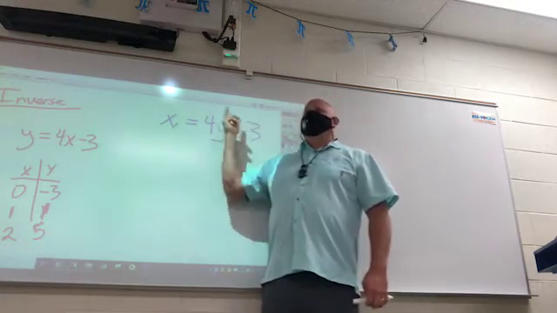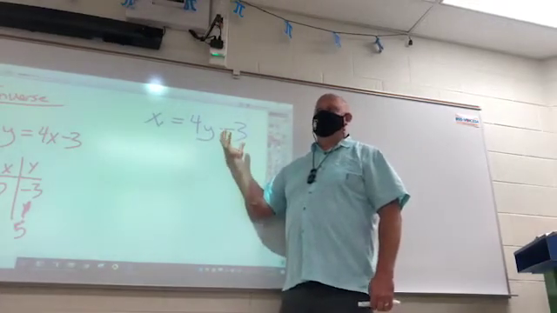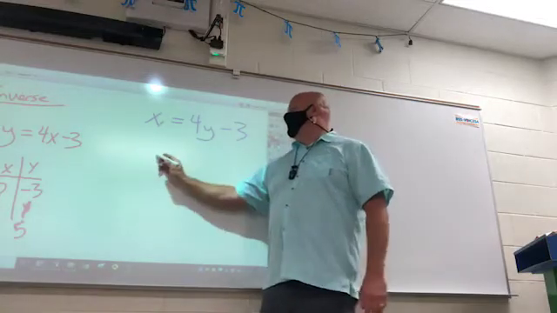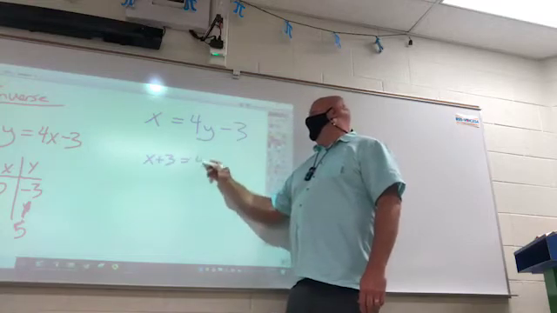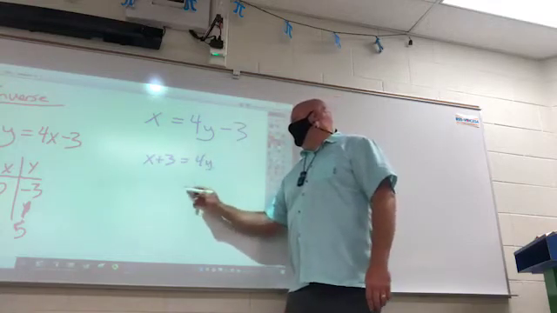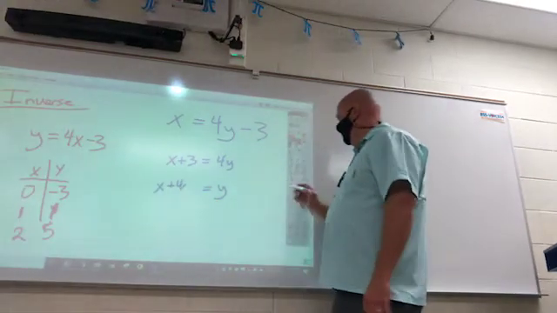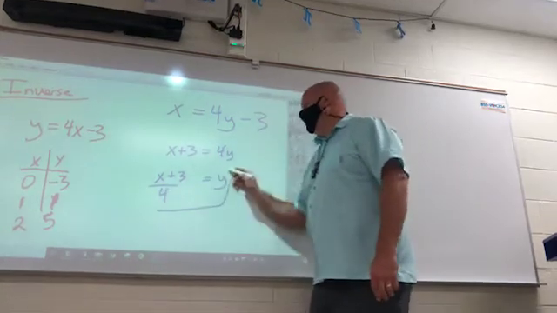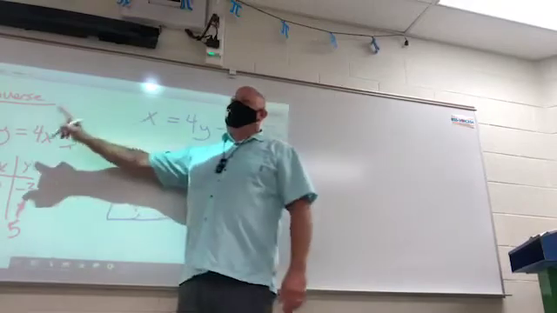Now, this looks a little funny because we like to solve things for y. So all we have to do is rearrange this and solve for y. I would first add the 3, throw that to the other side, and then I would divide everything by 4. This new function is the inverse function to that.